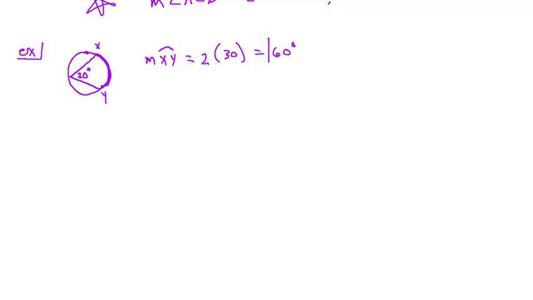So we're going to do a quick example. So let's say we have x, y, and it says this is 30 degrees. And we want to know what's the measure of arc xy. Well, we know that the arc out here, xy, is 2 times the angle. So it's 2 times 30, so 60 degrees. So nothing exciting about it, very simple.